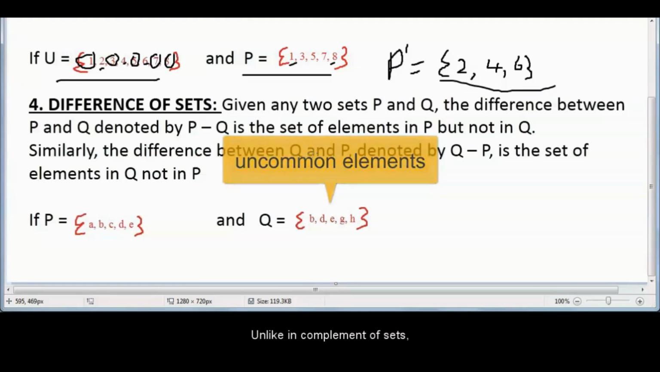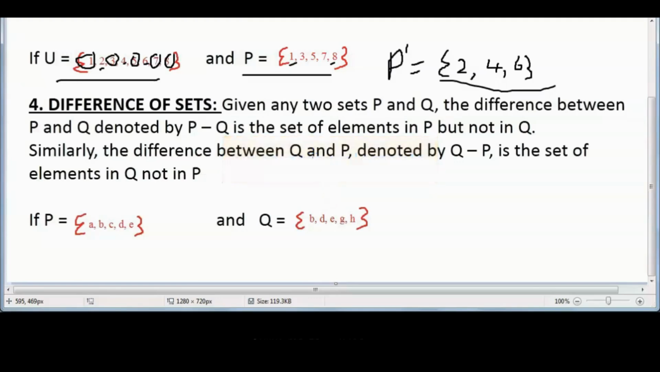Unlike in complement of sets, we do not need a universal set to find difference of sets. Let's go deeper. P equals to A, B, C, D, E, and Q equals to B, D, E, G, H. So that means that P minus Q will be equal to A and C.